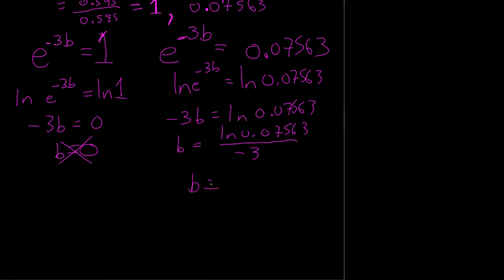And in this moment, my calculator says, nerds. No. The natural log of 0.07563 divided by -3 is 0.861.